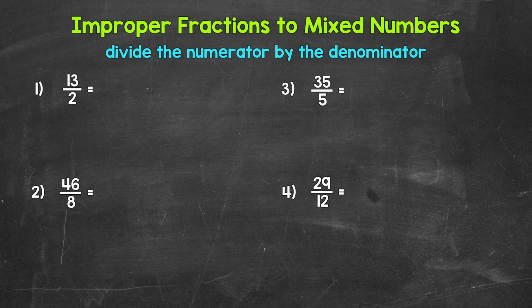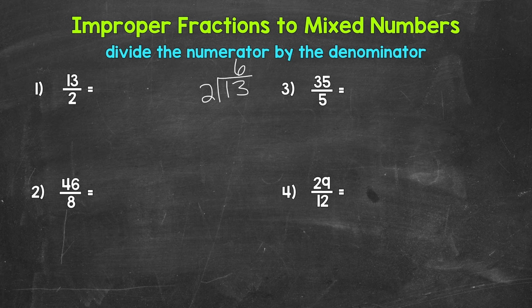We go from an improper fraction to a mixed number by dividing the numerator by the denominator. So the top divided by the bottom. So for number 1, we need to do 13 divided by 2. And we will write this off to the side here for number 1. So 13 divided by 2. So how many whole groups of 2 in 13? How many 2's in 13? Well, 6. That gets us to 12.